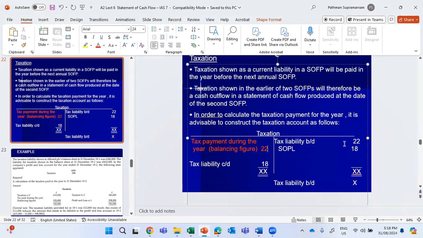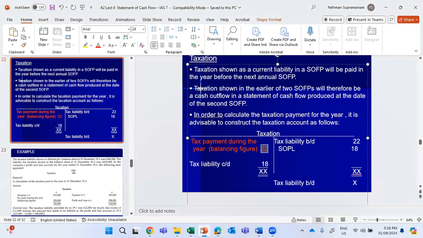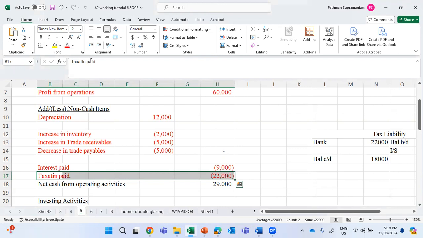I repeat, sometimes the question just gives you the opening and closing balance of the tax liability. They do not give you the taxation charge this year. Then we always assume that what we owe at the end of this year is this year's tax expense, which means last year's tax liability has been paid during the year. So in this example, taxation paid is 22,000.